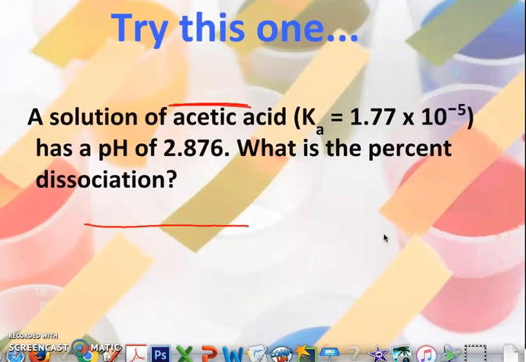All right, pause the video here and see if you can go the other way. Given a Ka value, given a pH, think about what pH tells you. Pause the video and give this a try. Did you pause it?